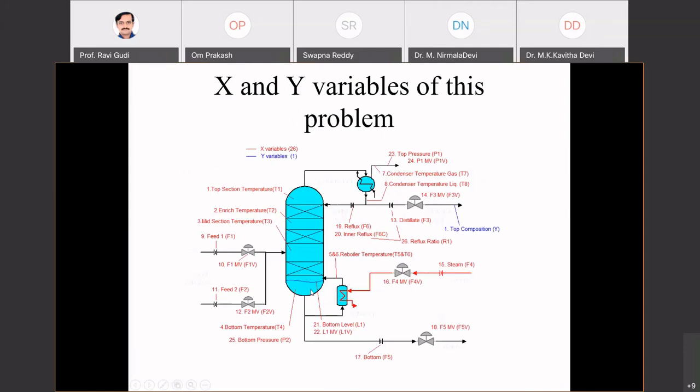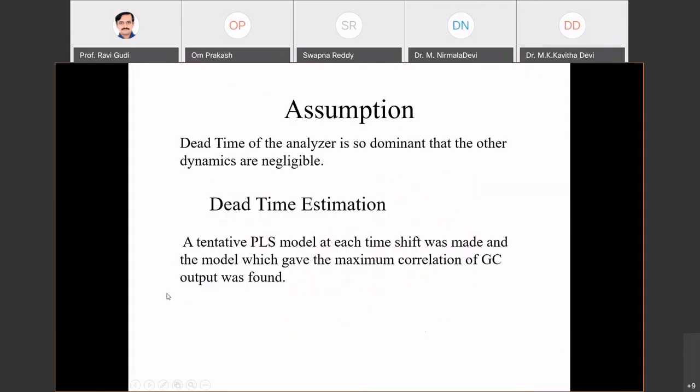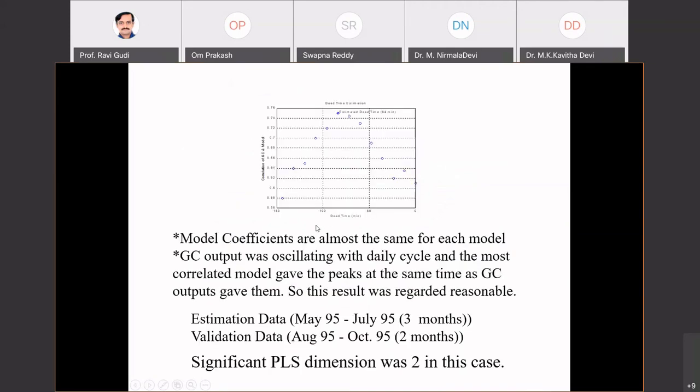Now here are the X and Y variables for this problem. Here X variables are 26. What are those X variables? You can see top section temperature, enrichment temperature, mid-section temperature. A lot of these are temperatures which are all correlated. Okay, and there is one variable Y, which is the top composition. This has to be estimated in a very, very reliable manner for feedback control. Okay, so given this, there is a dead time associated with the analyzer. Dead time estimation was tried, but eventually given up.